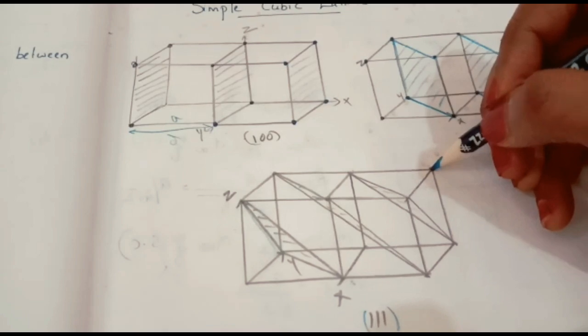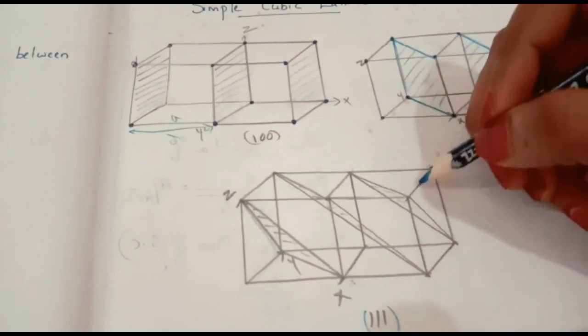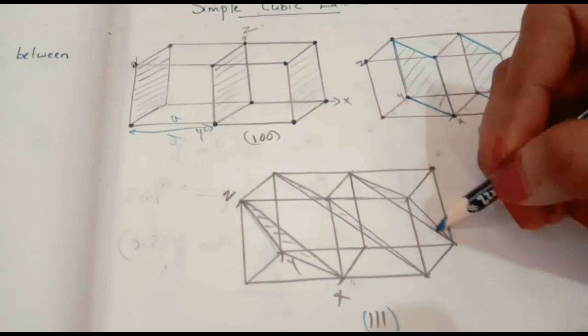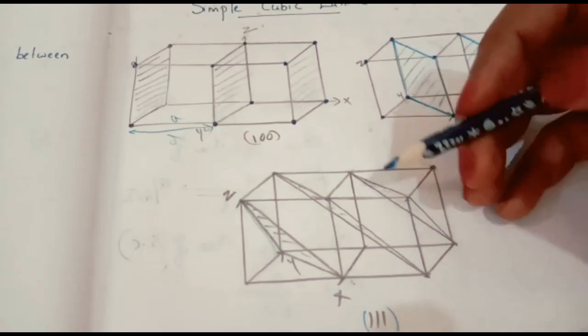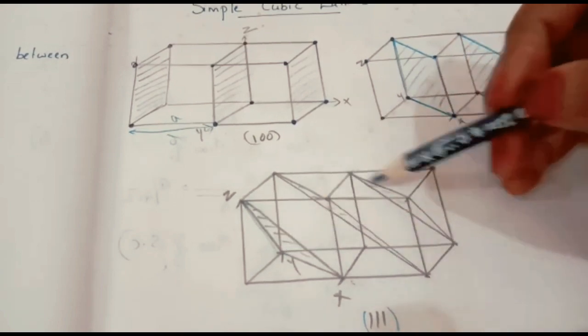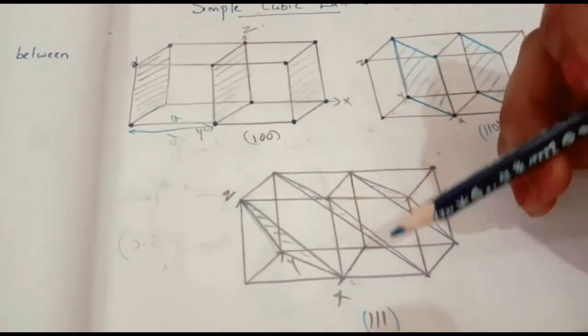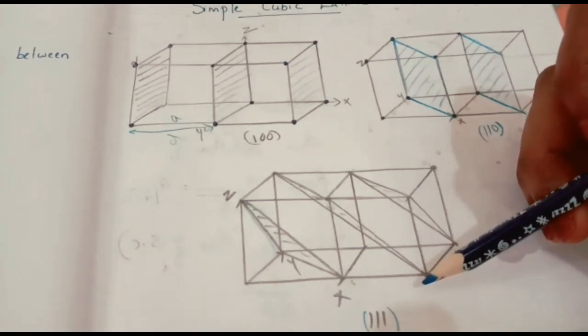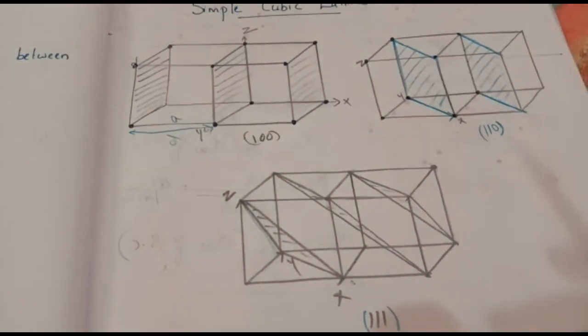Suppose this is the origin. This will be X, Y and Z. So we are connecting all these 3 points and we are putting a plane. It will be like this. So one plane here, one plane here, and this plane is passing through the cube. So this plane is known as 1, 1, 1 plane.